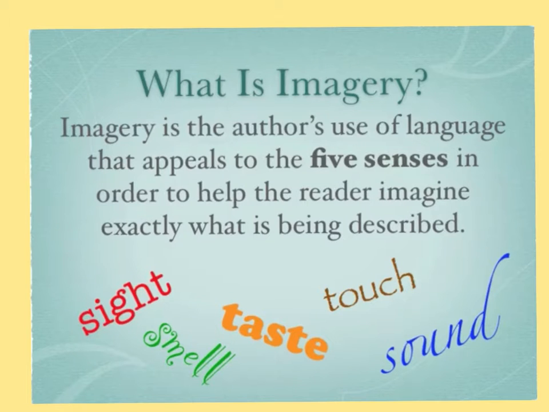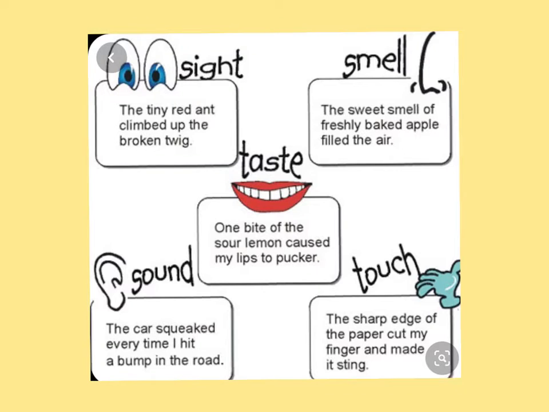What is imagery? Imagery is the author's use of language that appeals to the five senses in order to help the reader imagine exactly what is being described. So we're going to look for words that appeal to our sense of sight, smell, taste, touch, and sound. Here are some examples of imagery as related to the five senses.